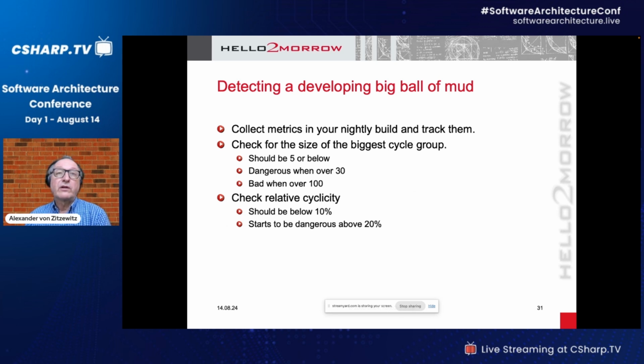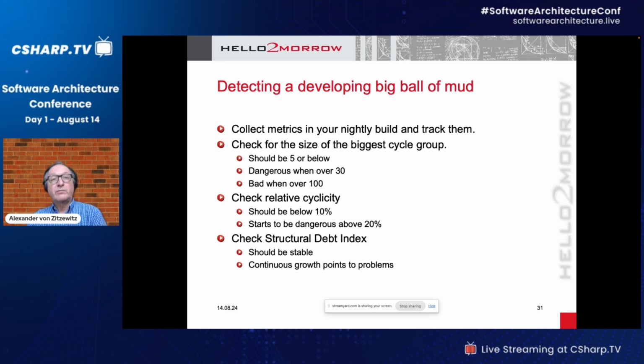Check your relative cyclicity values. Should be below 10% ideally. And as soon as it goes over 20%, it becomes dangerous. And structural depth index. How difficult would it be to break up all the cycles you have? If that metric grows over time, all the time, then it points to a problem.